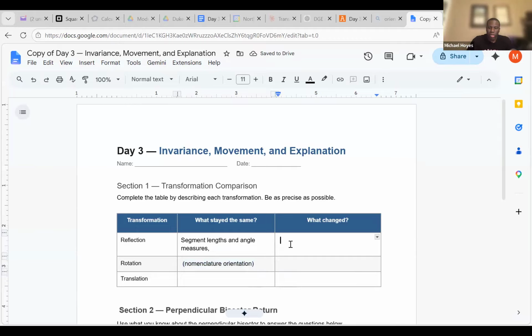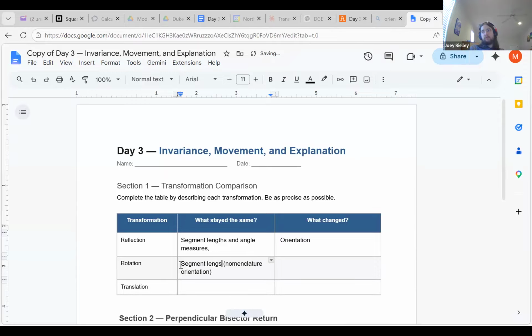And then what changes? Orientation changes under a reflection. Do you agree with that? Yep. And now what stays the same for a rotation? All the same things, except it gets orientation as one of the things that retains the nomenclature orientation.